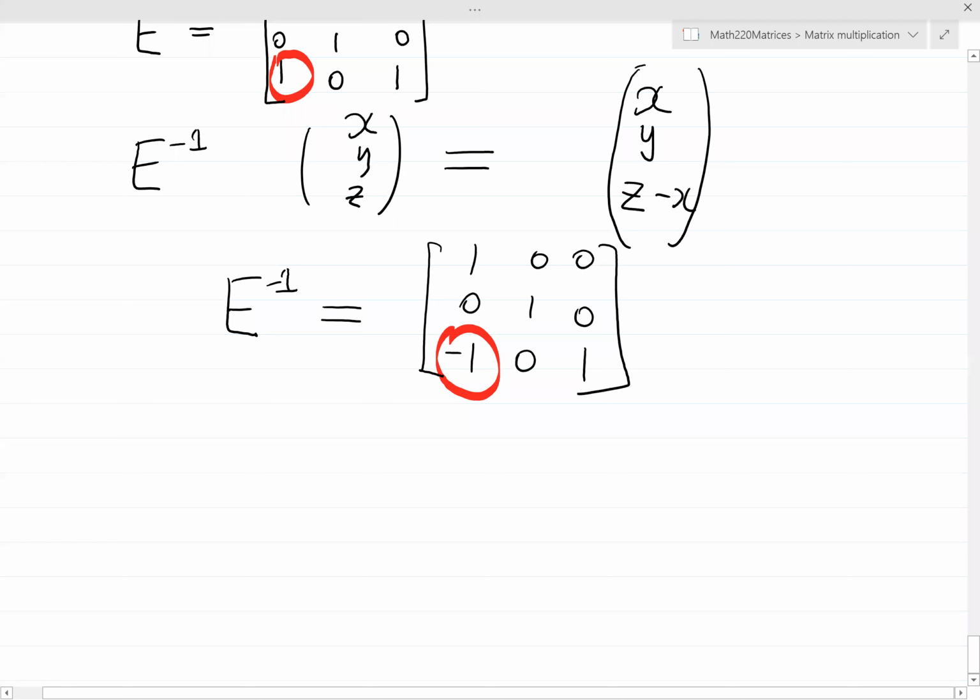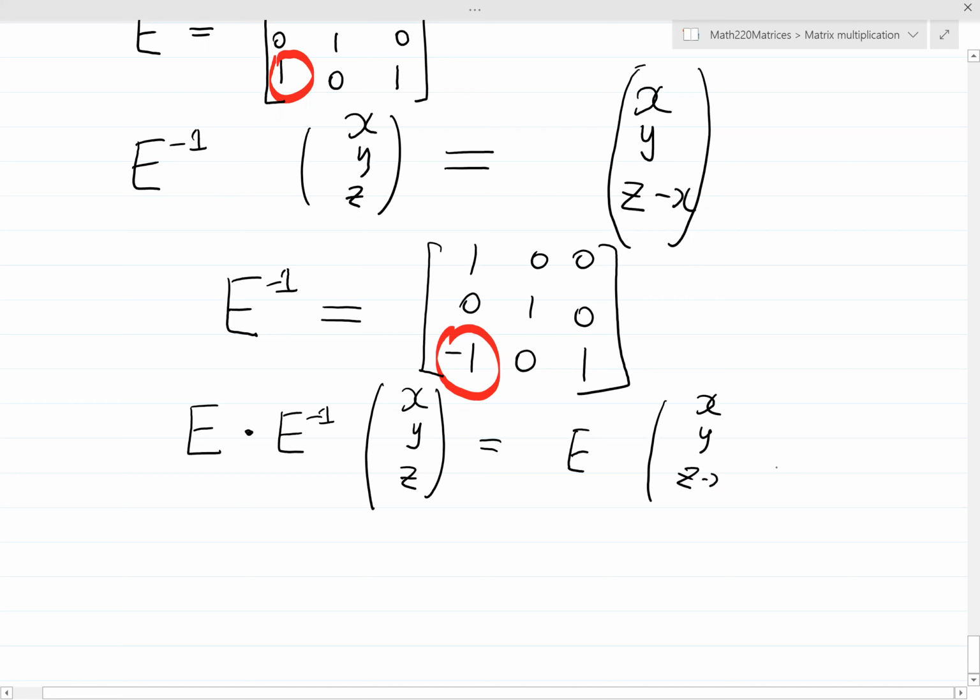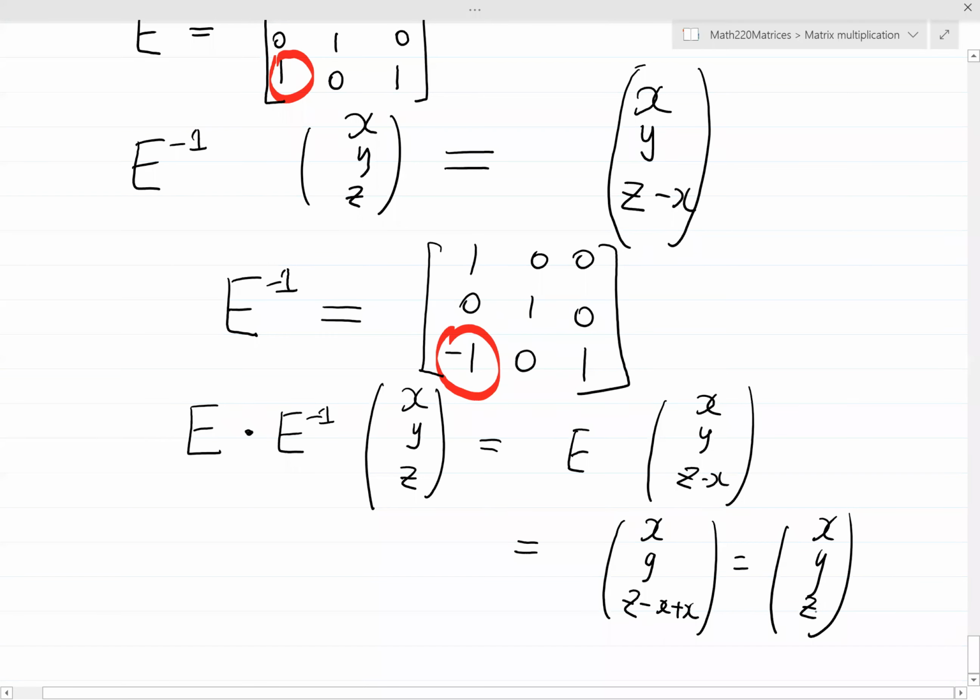So what you can check is E times E inverse. The composition is, if you do the composition on X, Y, Z, then the first step, what you get is X, Y, Z minus X. And then remember E just adds the first entry to the third. So you get X, Y, Z minus X plus X. So you get X, Y, Z. You plug in X, Y, Z, output is again X, Y, Z. Nothing changes. Everything is fixed.